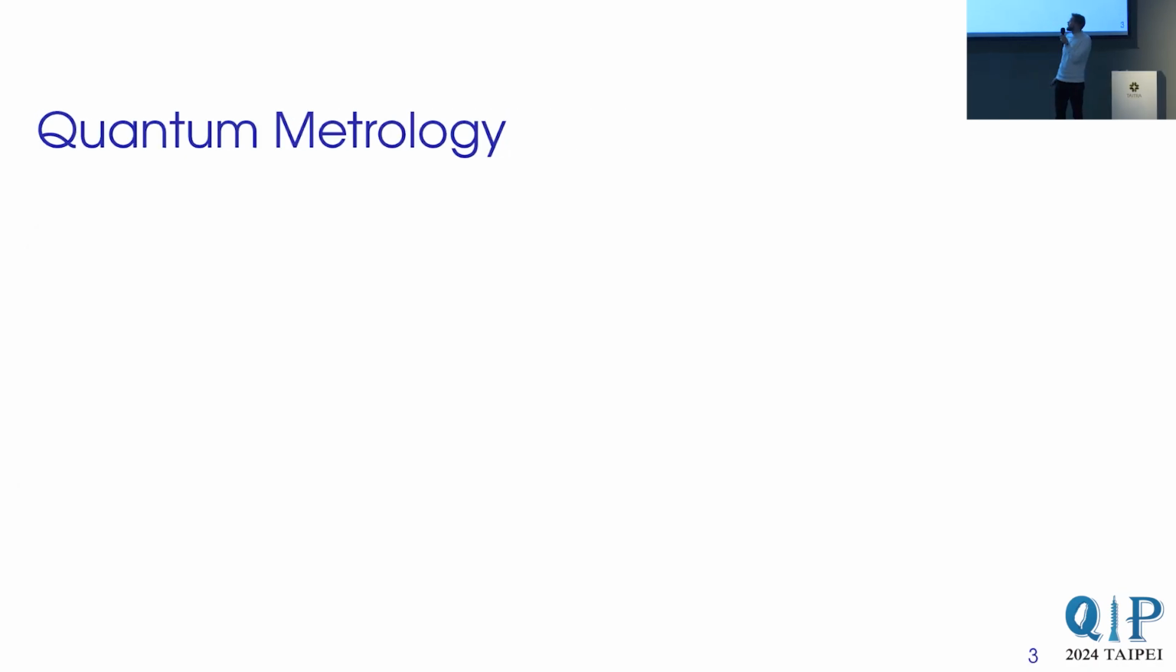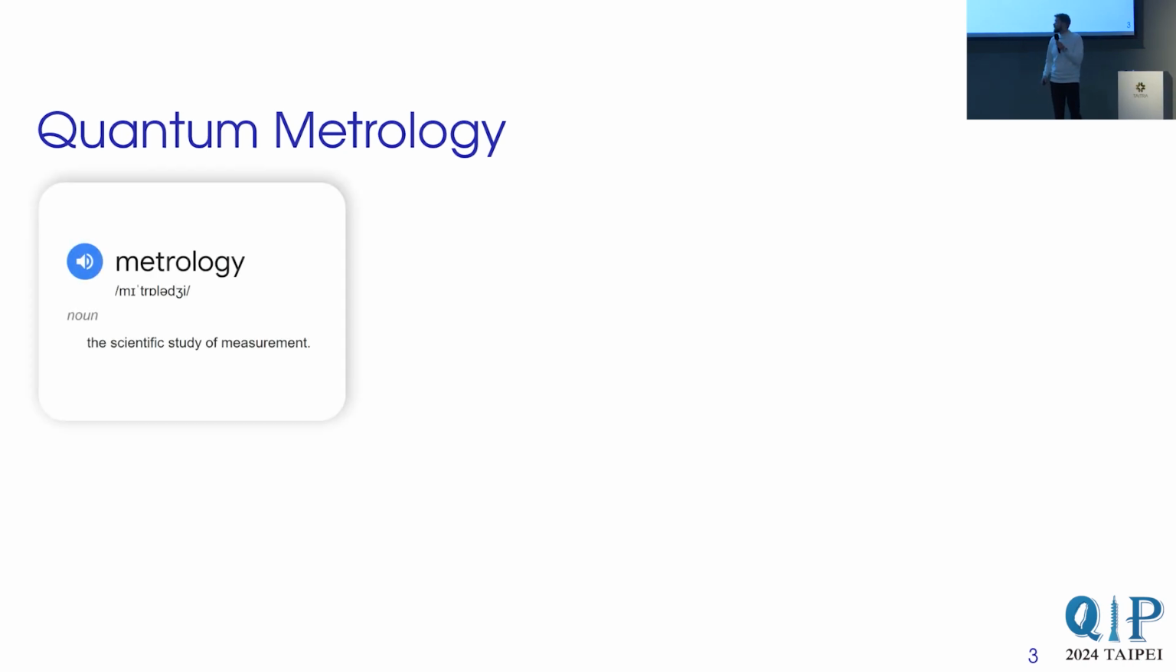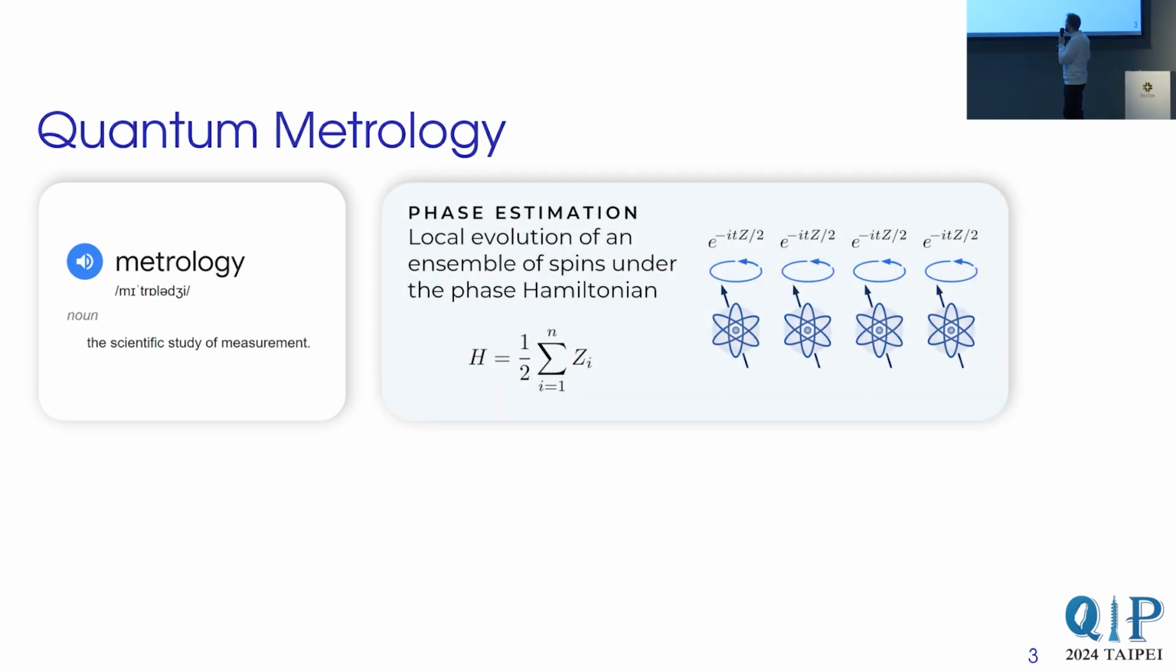I'll get started with a short introduction of what quantum metrology is. If you ask Google, it will tell you that it is the scientific study of measurement. As a particular example of this very physicsy thing, which is really at the heart of what physicists do in labs, but that people at QRP are usually not so familiar with, one example that should be familiar is the idea of phase estimation.